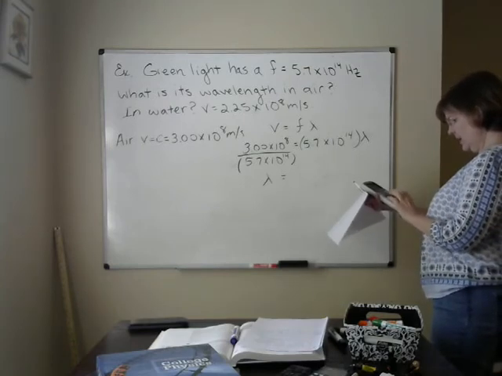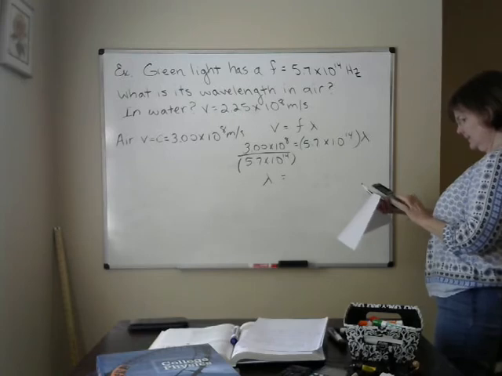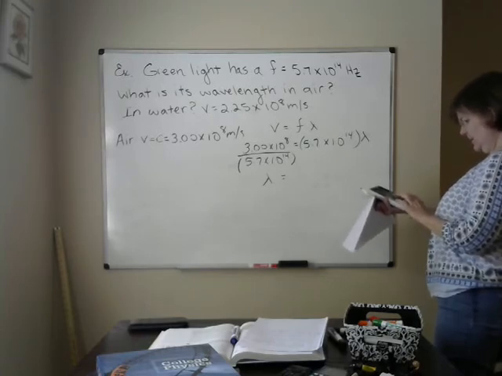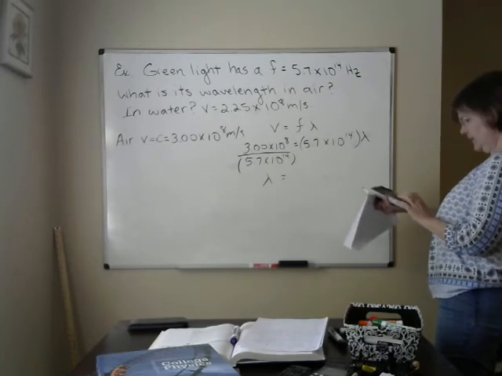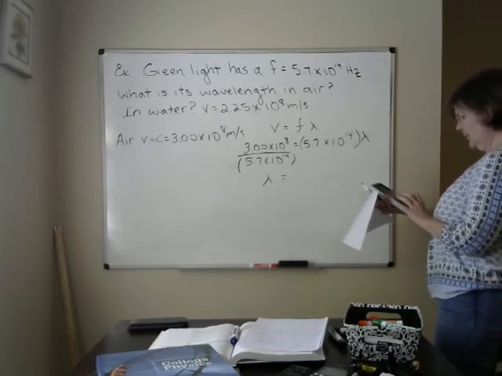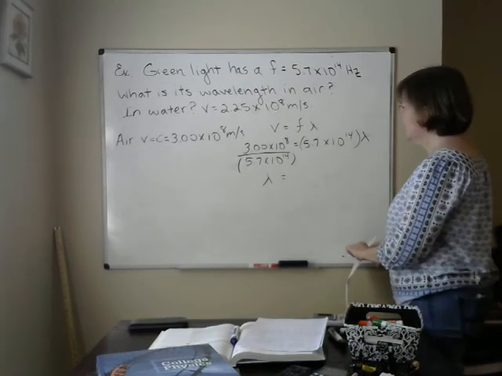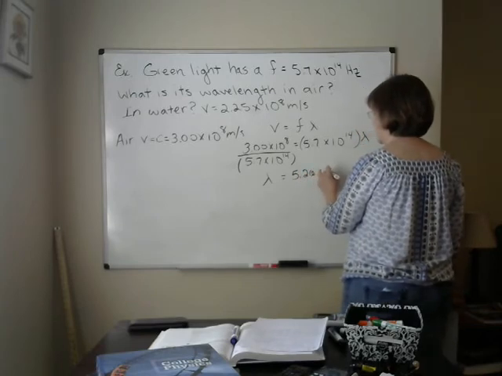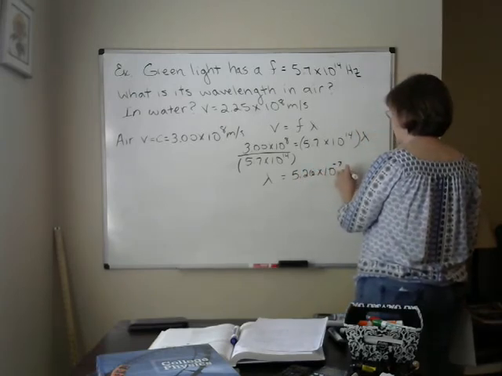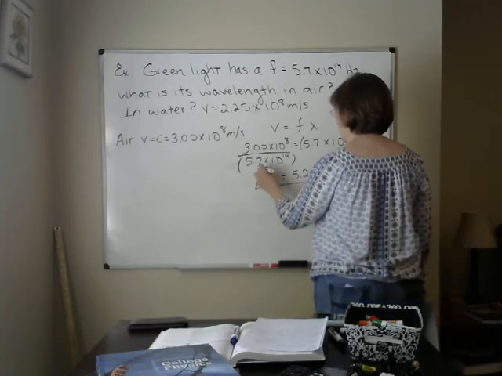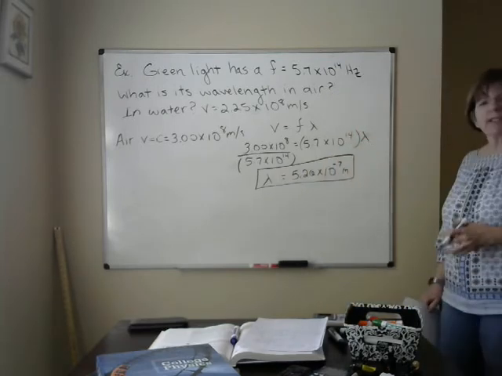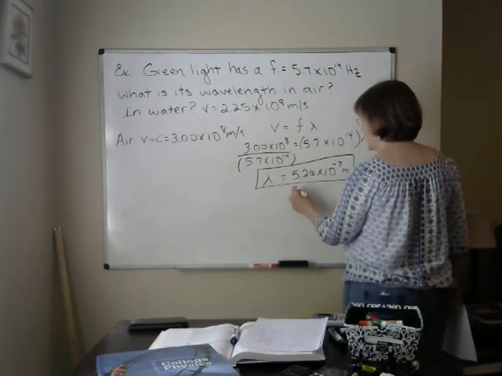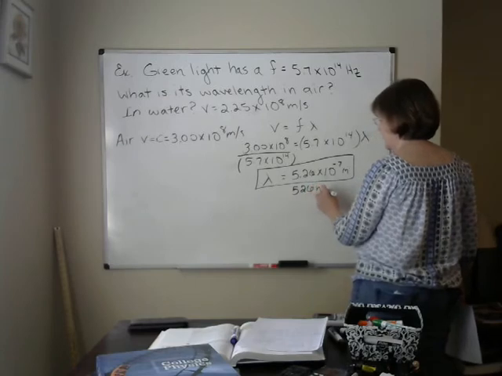So let's see, 3 times 10 to the 8th divided by 5.7 times 10 to the 14th. It comes out to be 5.26 times 10 to the negative 7 meters. And that is the correct answer. Now, that doesn't say nanometers, and that's fine. It doesn't need to say nanometers. But if I wanted to write that, that's the same as 526 nanometers.